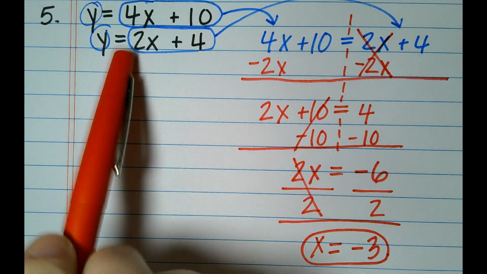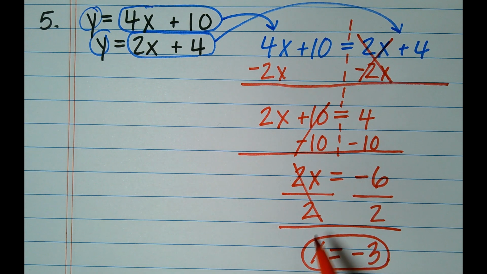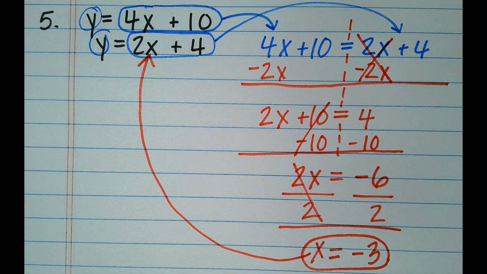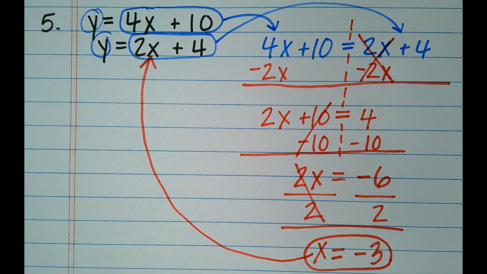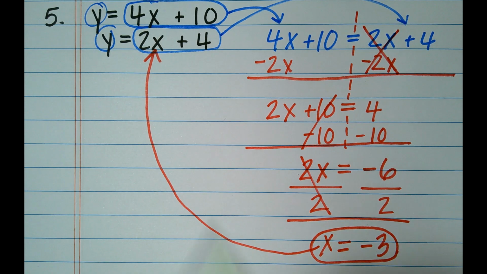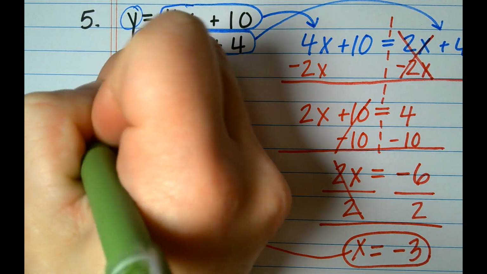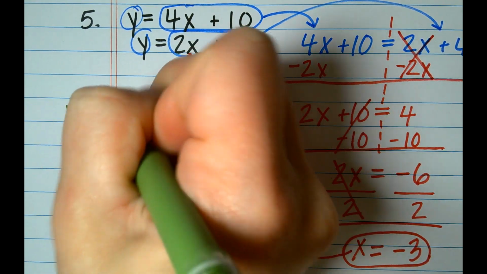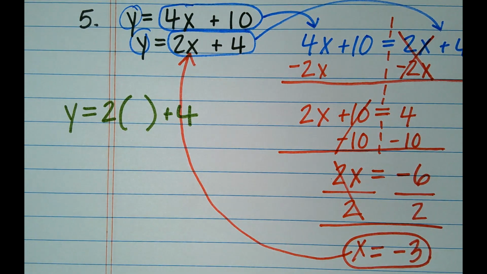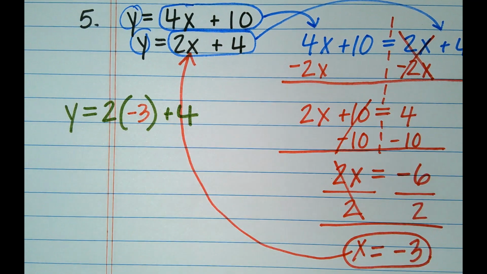I can choose either one of these original equations, and I am going to replace the x in that equation with the value I just found. So I think I want to use the second equation because my values are smaller. So now I'm going to rewrite this problem, but instead of x, I'm going to write negative 3. So y equals 2 times x plus 4. And instead of x, again, we're writing negative 3. So where do I go from here?